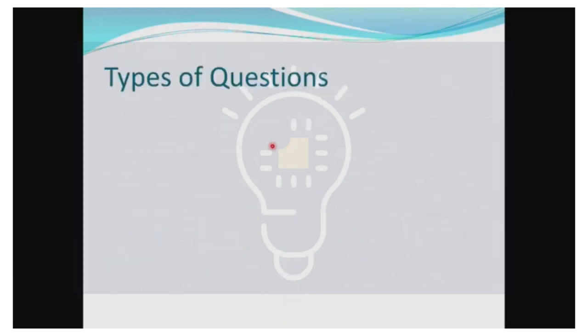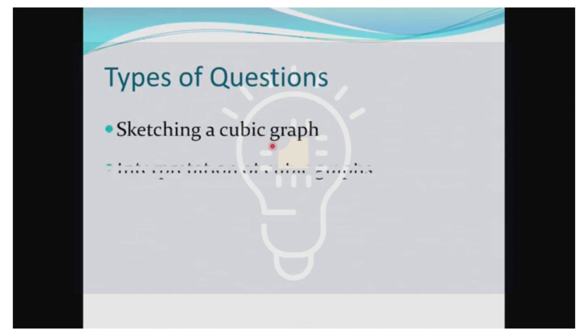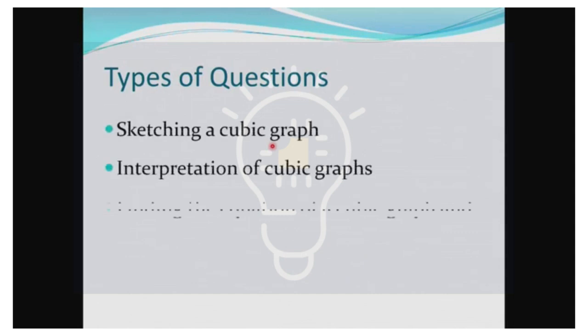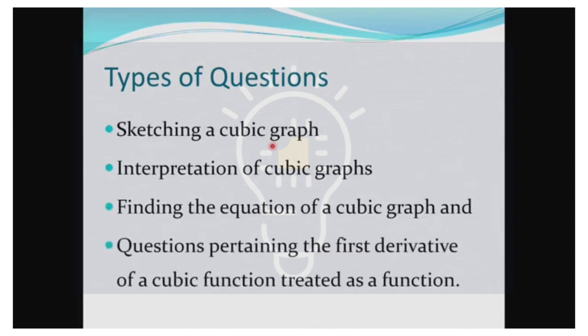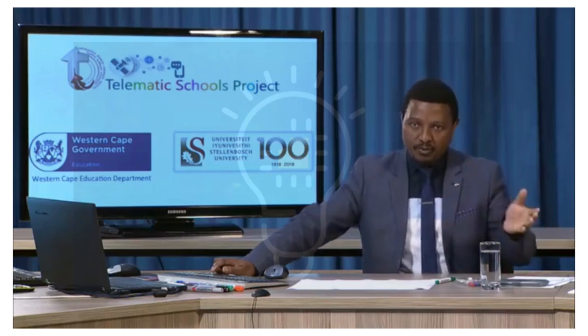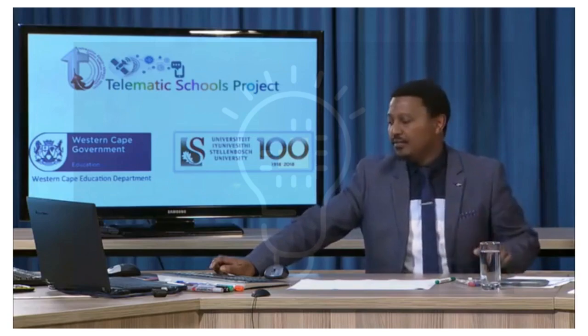What is normally asked in cubic functions is to sketch the graph, interpret the cubic graph, find the equation of the cubic graph, and also questions pertaining to the first derivative of a cubic function when it is treated as a function. Sometimes you might be given a graph, but that graph wouldn't be a graph of a function, but of a derivative. So you must be able to work back and forth.